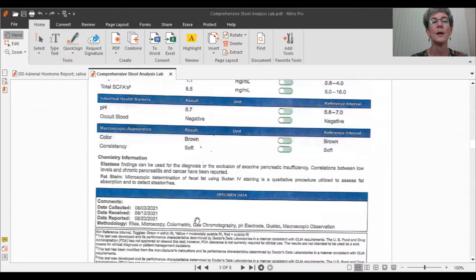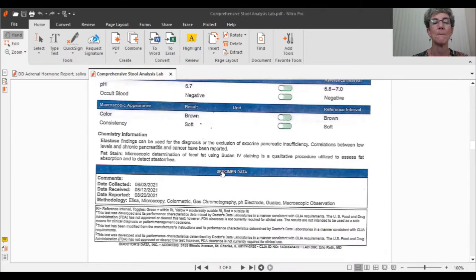So that's all good. If pH is way below normal, it's typically telling me that things are going through too fast. So oftentimes that can be a parasite of some sort. It can be a dairy allergy, which can speed things through. Dairy allergy can also cause constipation very frequently.